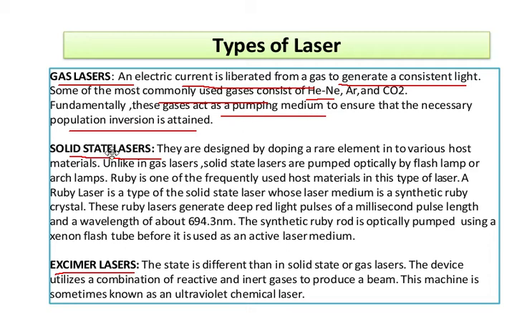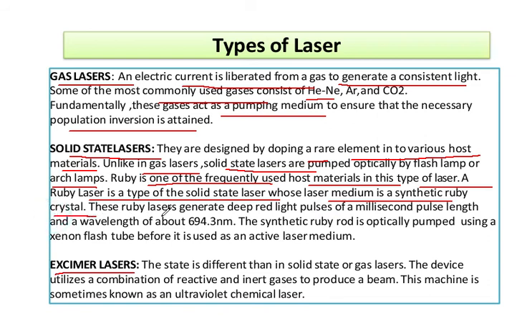Next, we are talking about solid state laser. They are designed by doping rare elements into various host materials. Unlike gas lasers, solid state lasers are pumped by optical flash lamps or arc lamps. Ruby is one of the most frequently used host materials in this type of laser. A ruby laser is a type of solid state laser whose laser medium is a synthetic ruby crystal. It generates deep red light pulses of millisecond pulse length and a wavelength of about 694.3 nm. The synthetic ruby rod is optically pumped using a xenon flash tube before it is used as an active laser medium.